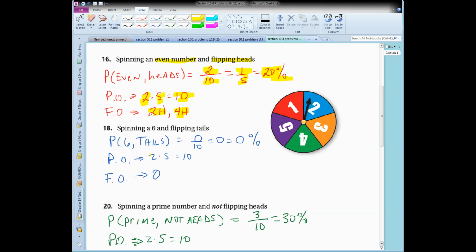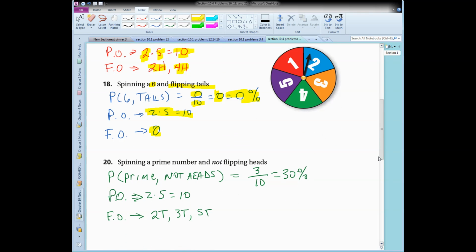What about number 18? Spinning a 6 and flipping tails. The number of possible outcomes is still 10, but the favorable outcome, I can't achieve that, right? I can flip tails, but I cannot get a 6 because there isn't a 6 on the spinner. So there are no favorable outcomes. So that's 0 or 0%.